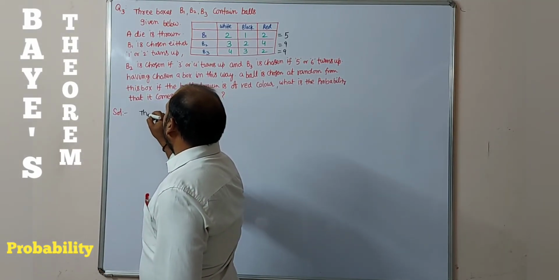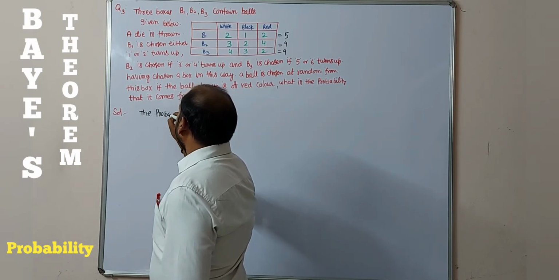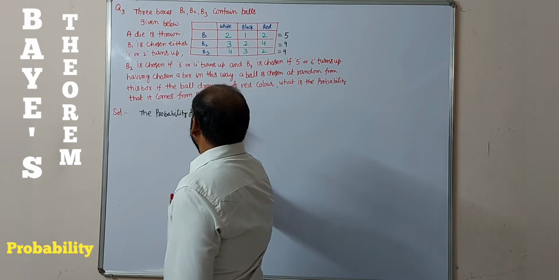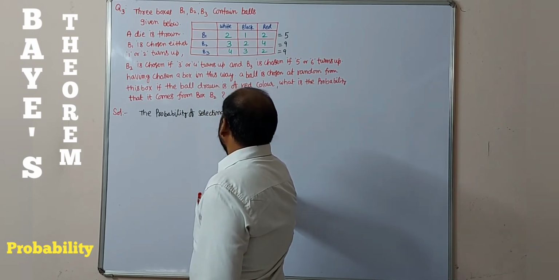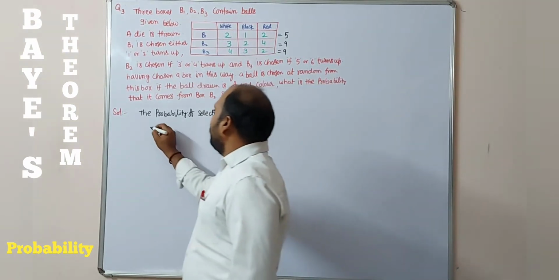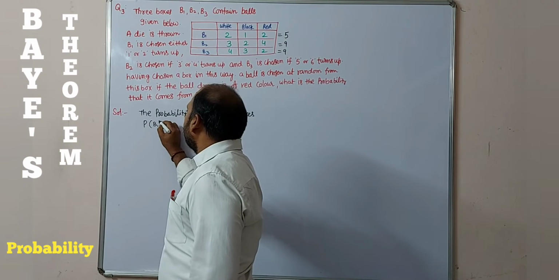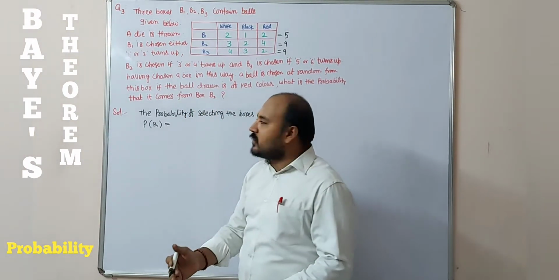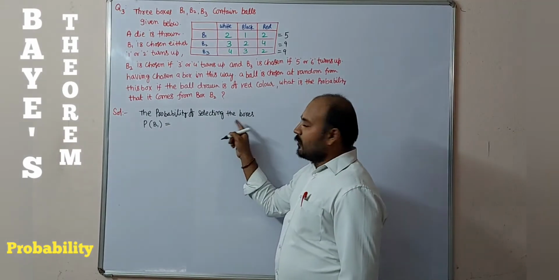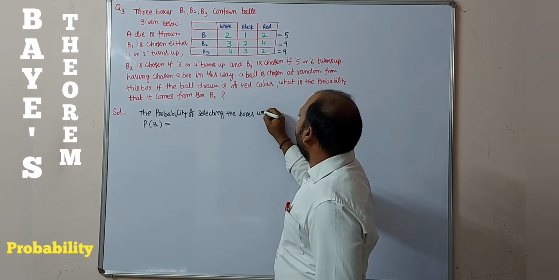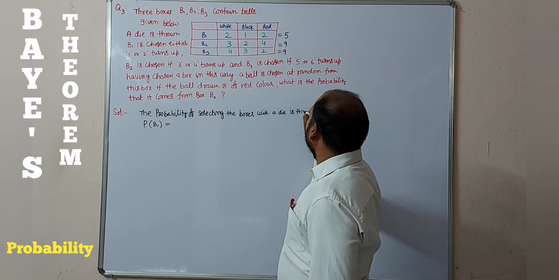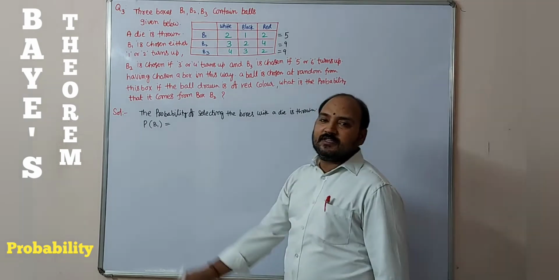The probability of selecting the boxes. So first box, P of B1 is equal to... To select the first box, either 1 or 2 turns up, no? Selecting the boxes with a die is thrown, with the conditions.